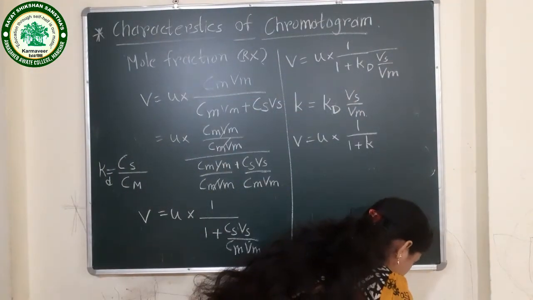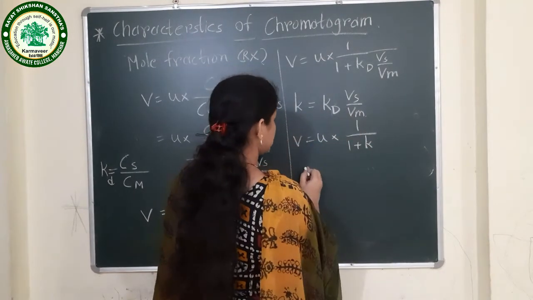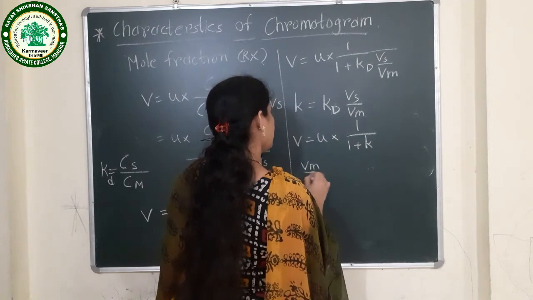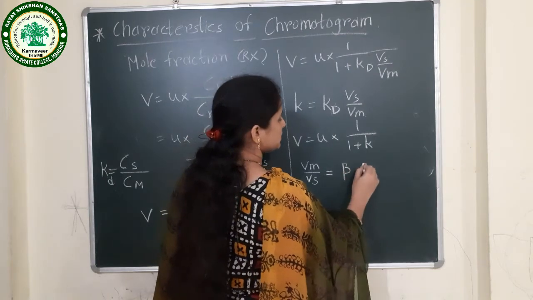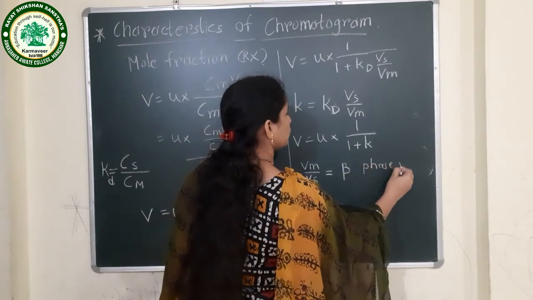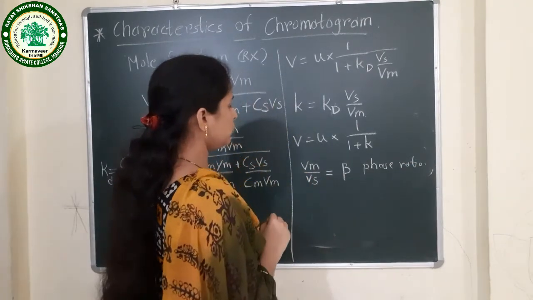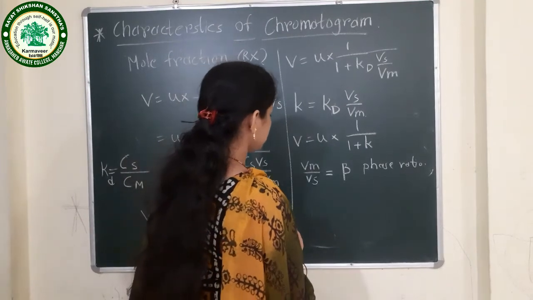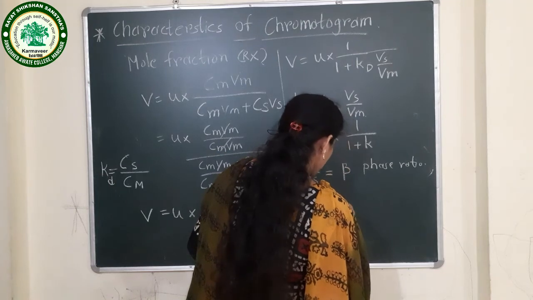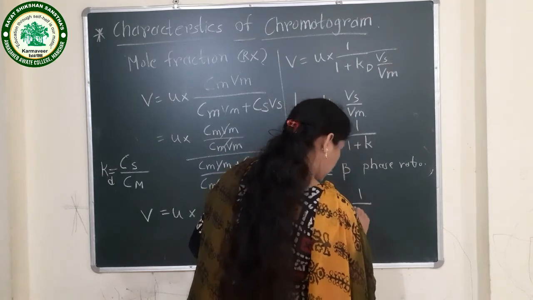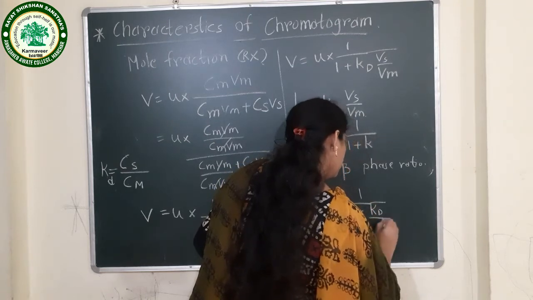Now the ratio of the volume of the mobile phase to the stationary phase, this Vm upon Vs, is given by the quantity beta, which is the phase ratio. So we can put this value in this equation. We get V is equal to U into 1 upon 1 plus Kd upon beta.